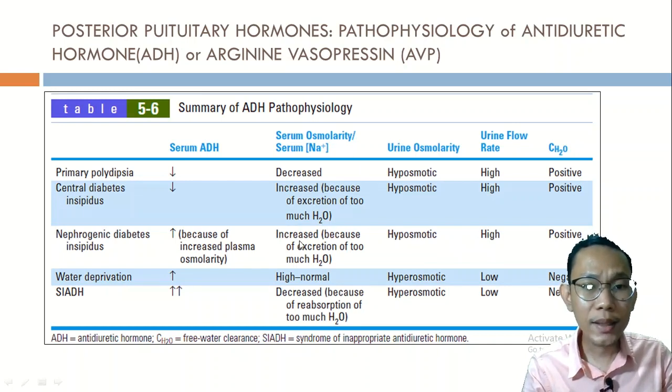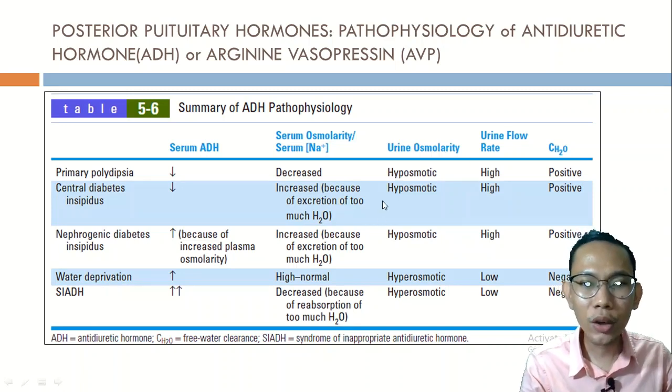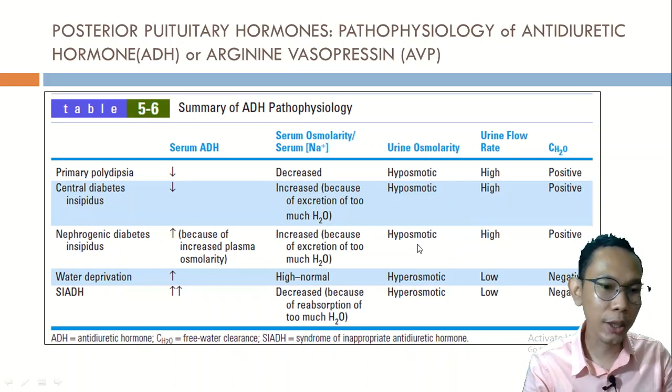Now, sa serum osmolarity po, Doc, anong nangyayari? Increase ang ating serum osmolarity because of excretion of too much water. Kasi nga, remember, your central diabetes insipidus and nephrogenic diabetes insipidus, ang nangyayari is, there is excretion of too much water. So, ano nangyayari sa ating urine osmolarity, Doc? Nagiging hypoosmotic.